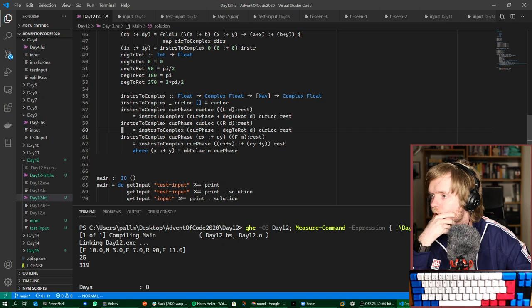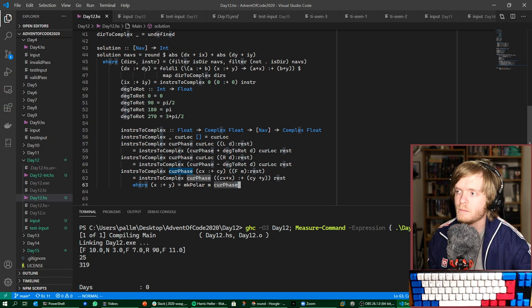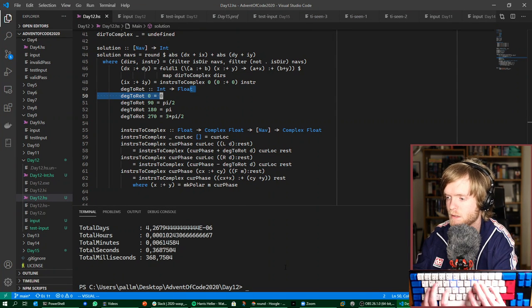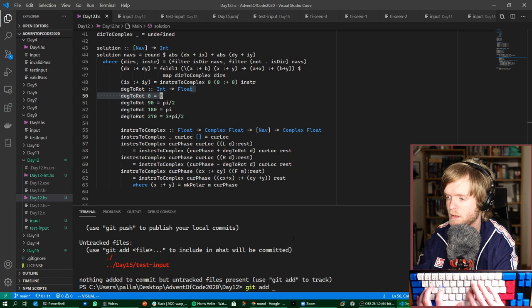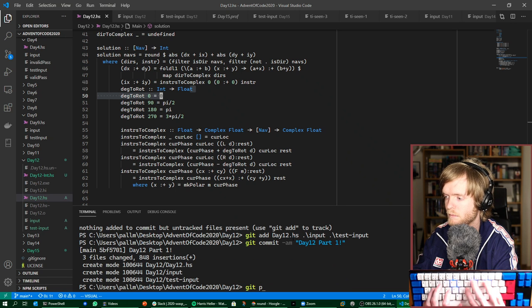Okay, and it's probably this function exists somewhere. What we could actually do is merge these two, but that's, I don't know. Oh, let's commit it. Git status. Add day12.hs, and then input and test input. Git commit -am day 12 part one. Push it.